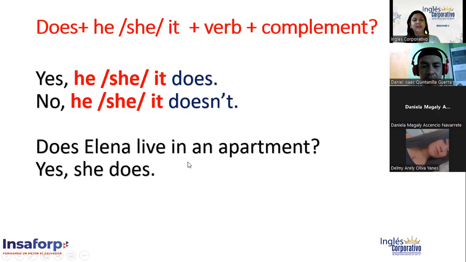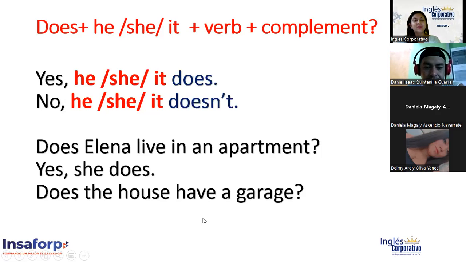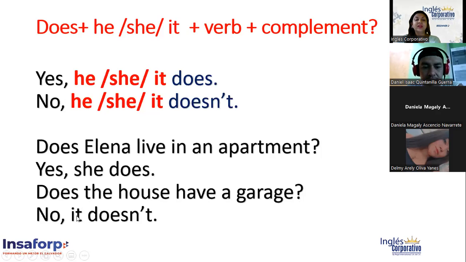Does Elena live in an apartment? Yes, she does. She refers to Elena, ¿verdad? Yes, she does. Does the house have a garage? No, it doesn't. And if it's referring to the house, right? The house is it. Negative answer. No, it doesn't. ¿Tiene la casa garage? No, no tiene. Here, as you notice, the verb doesn't change. The verb is always in the base form.